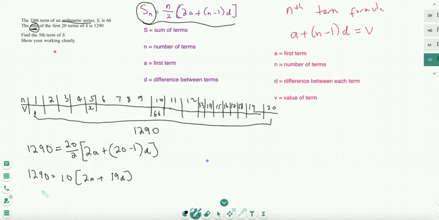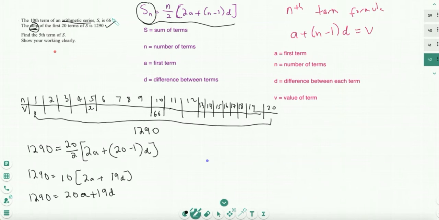Let's expand the brackets because I see some brackets. So 10 times 2a is 20a, 10 times 19d is plus 19d. Cool. So we've created this sort of expression, okay? Now, we've pretty much dealt with this sentence here. Now let's deal with the first sentence.